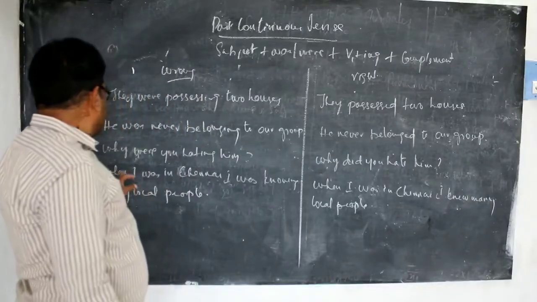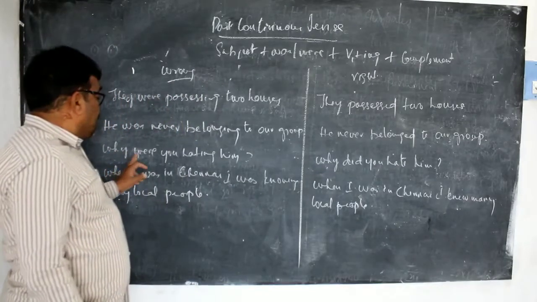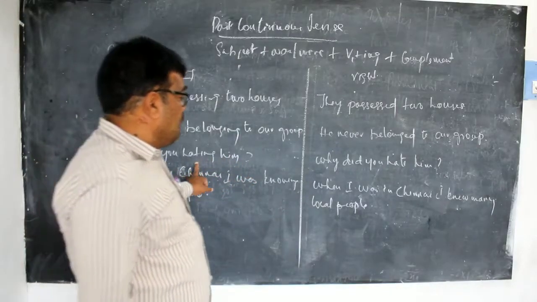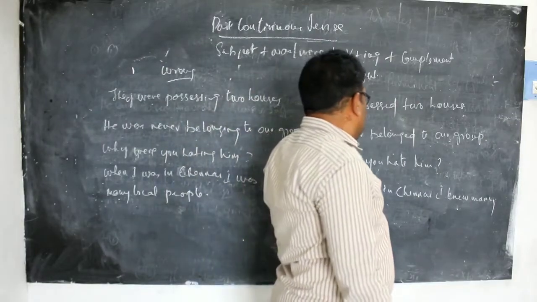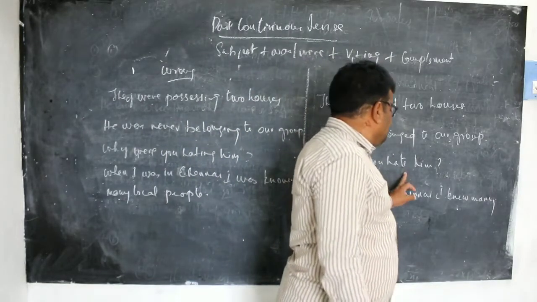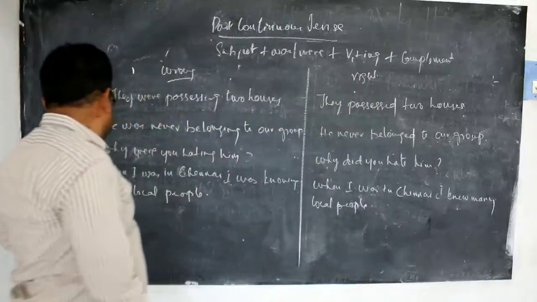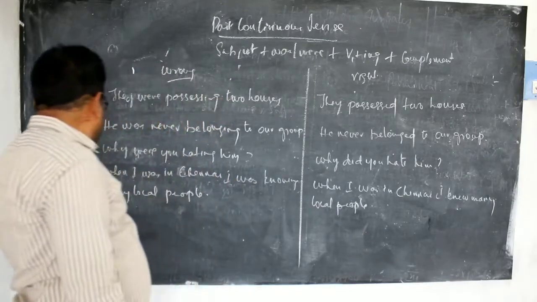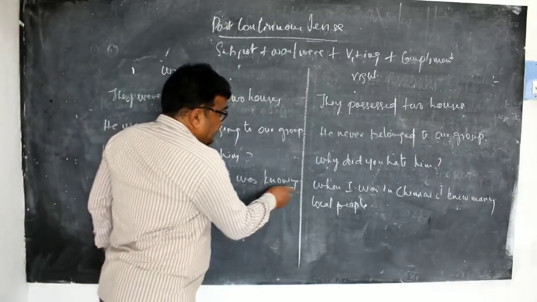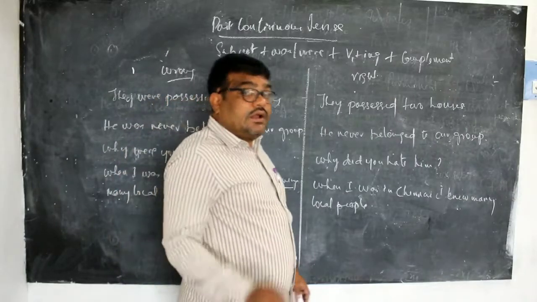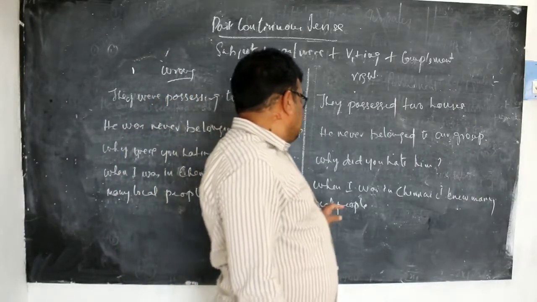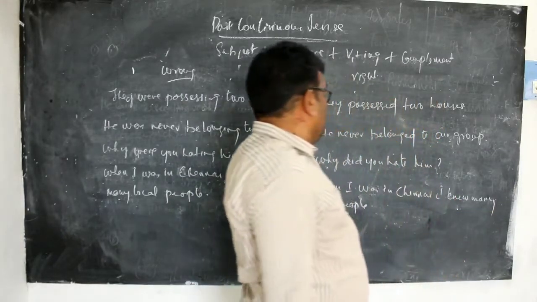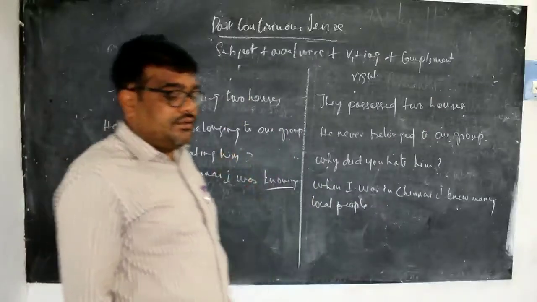Another example: why were you hating him? Hate must not be used in ing form, so better to use the simple past: why did you hate him? Another example: when I was in Chennai, I was knowing many local people. Knowing must not be used in continuous tense, so better use the simple past: when I was in Chennai, I knew many local people. Right.